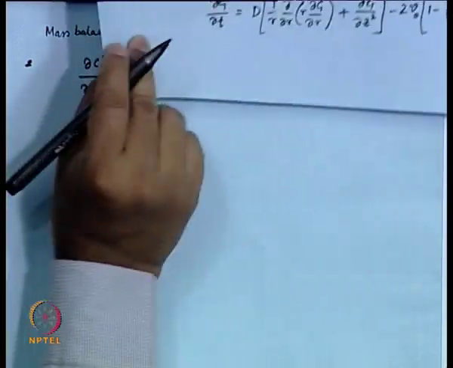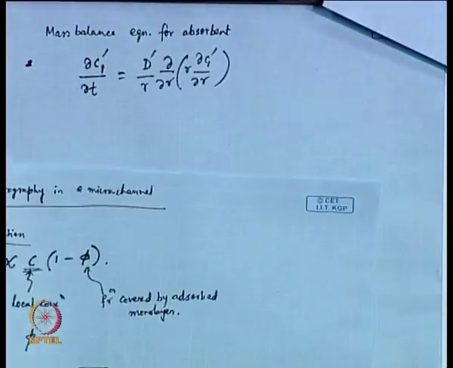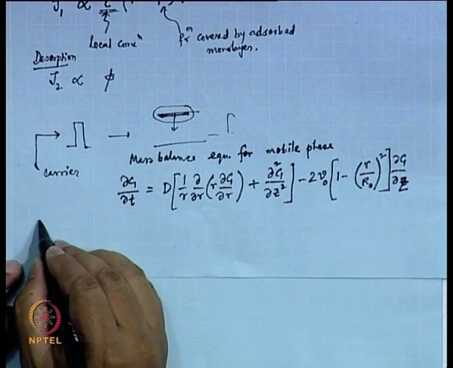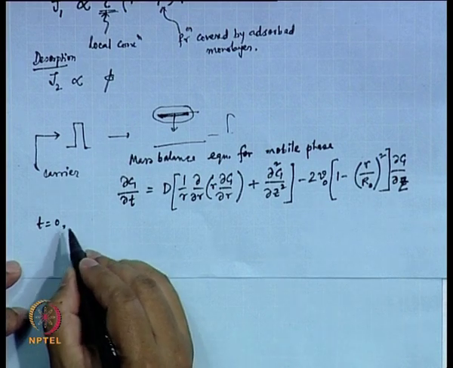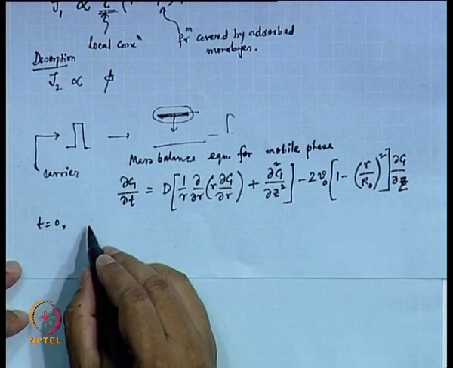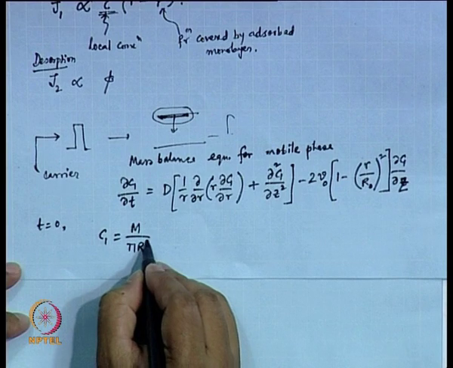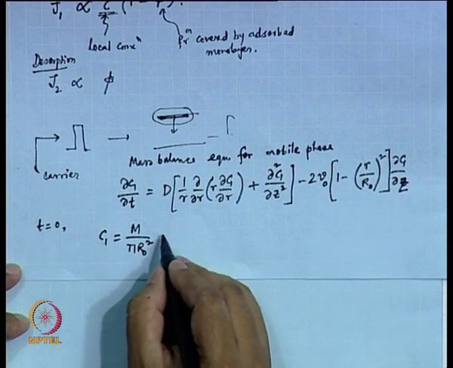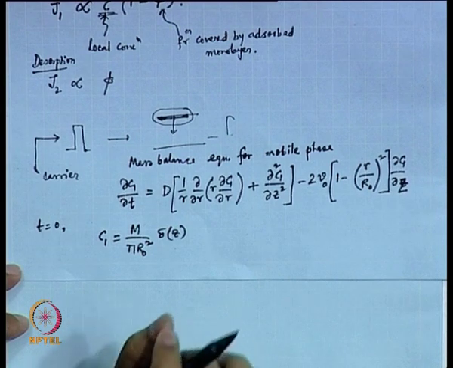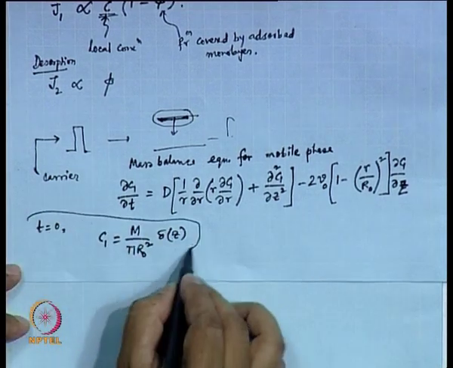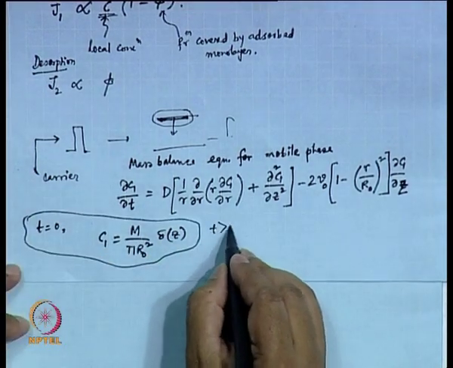Now, if we try to look at the boundary conditions, then the boundary condition for the mobile phase would be: at t equal to 0, for all r, you have C1 equal to m divided by pi r0 square into delta z. You have given a small pulse at the inlet. So, this would be the C1; this is one condition, which you call the initial condition.